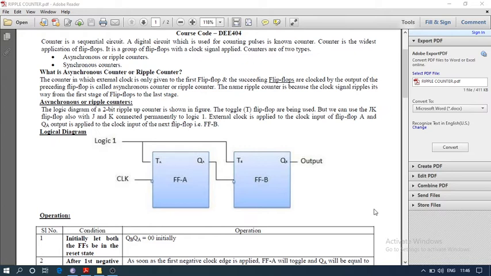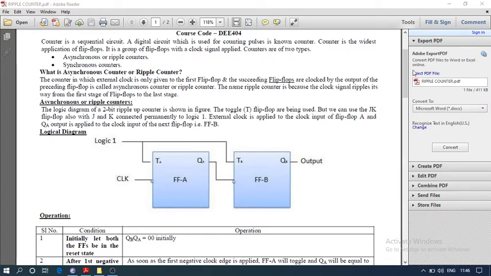The inputs J and K of the flip-flops are connected to logic 1 here in this picture. The flip-flop acts as a toggle switch and the output of the flip-flop is the complement on the negative going pulses.